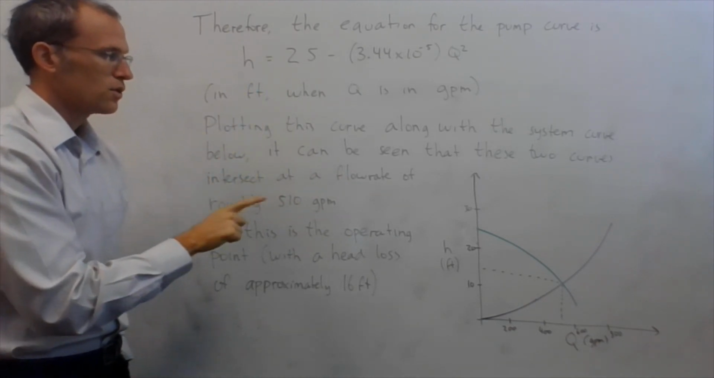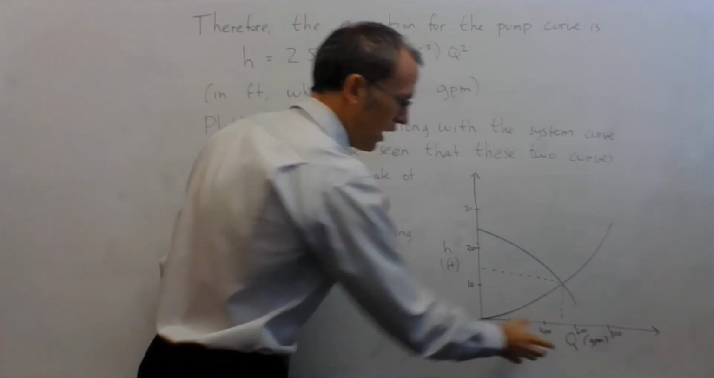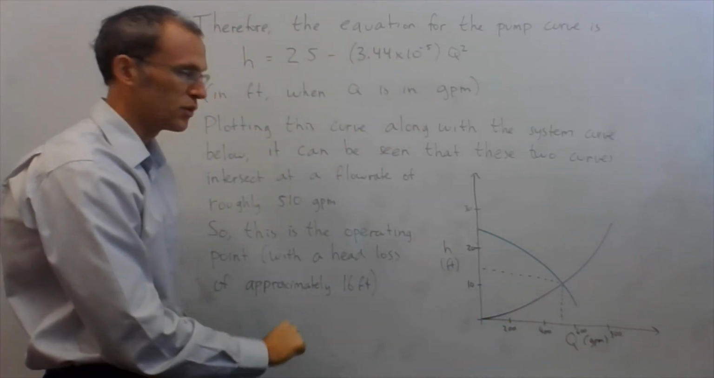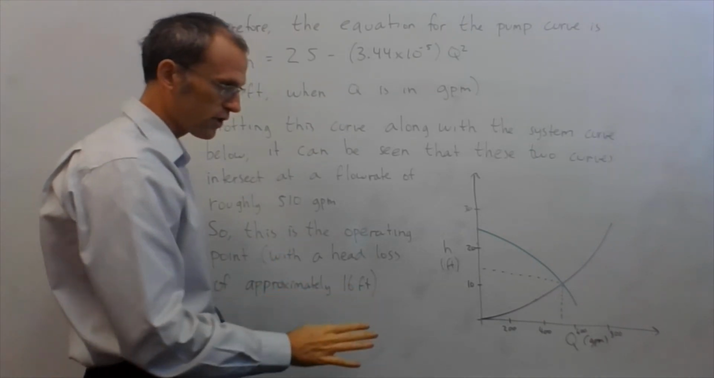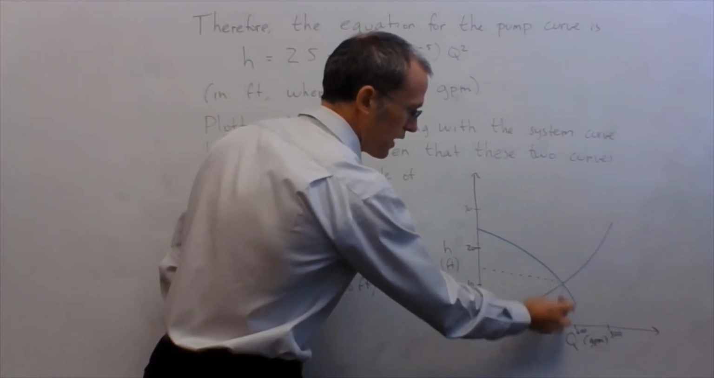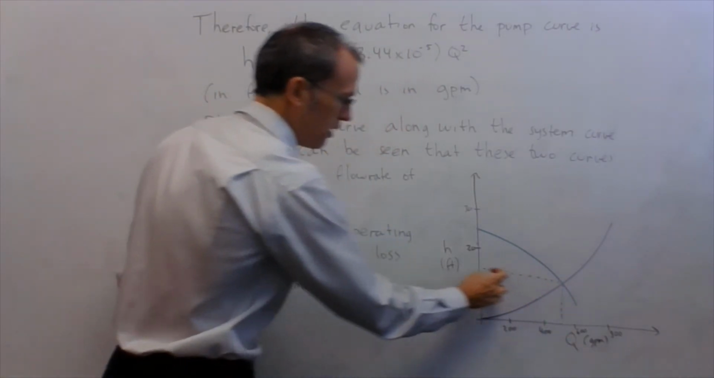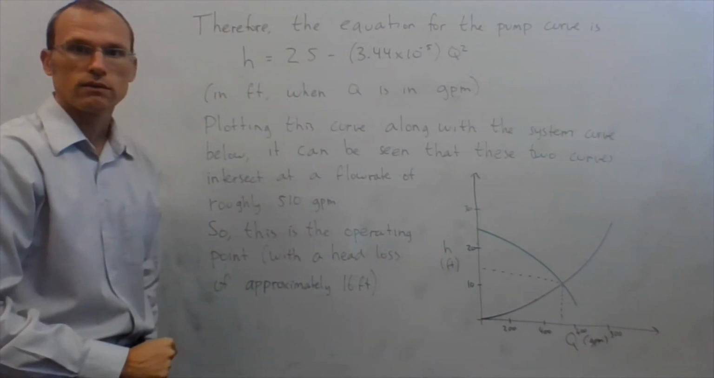I can see that these two curves intersect roughly at a flow rate of 510. If I drew this a little better, I drew it in Excel in the actual lecture notes. I want to look at that so you can see better what's actually happening. But the intersection point is roughly 510 gallons per minute, at roughly a head of 16 feet, and so that will be my operating point for this situation.